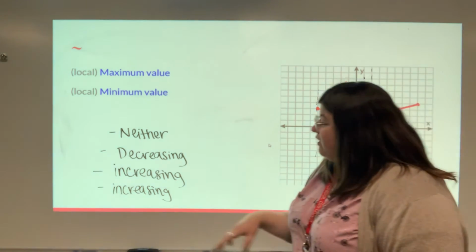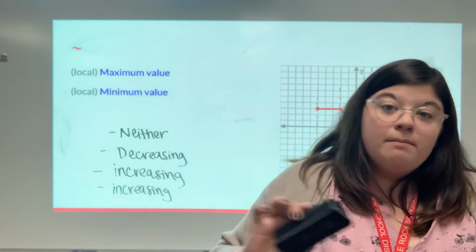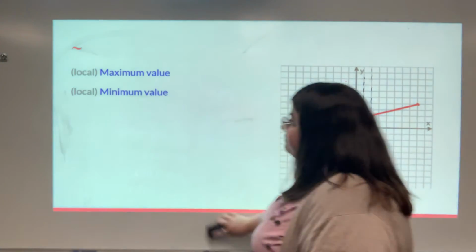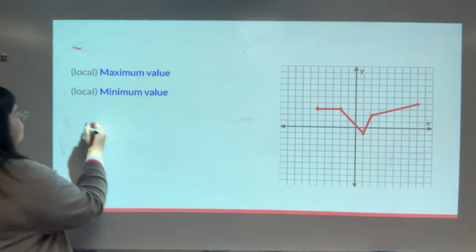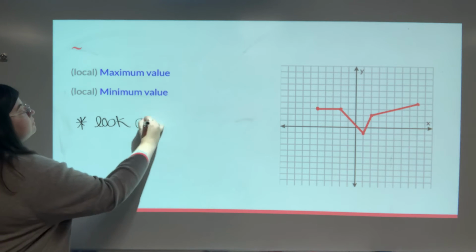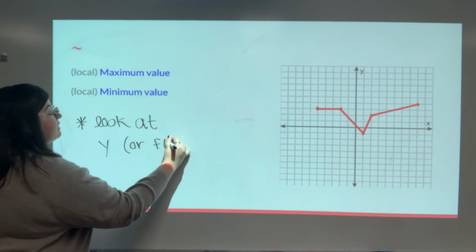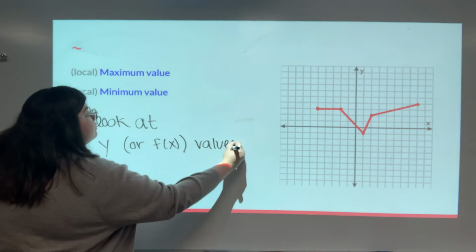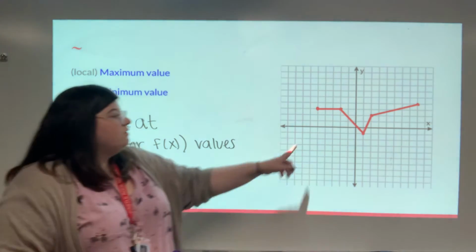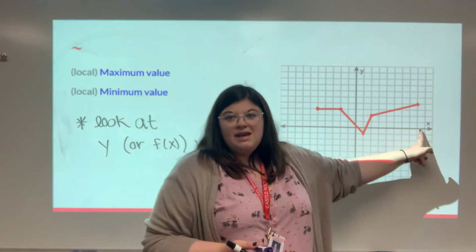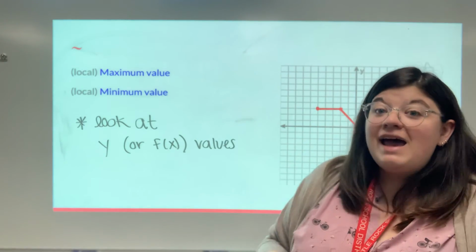Local maximum and minimum value. I'm saying local because later we're going to get into global maximums and global minimums, but just for right now, I really hope this is self-explanatory. Look at your y values, or your f of x values. Because we could say that the minimum value for our x value is down here at -5 and our maximum is 8, that's not really super interesting. So when we are talking about minimums and maximums, we're always looking at that y-axis.